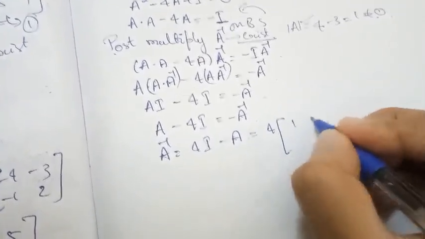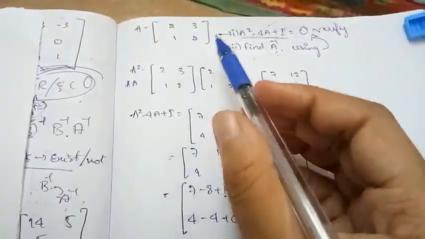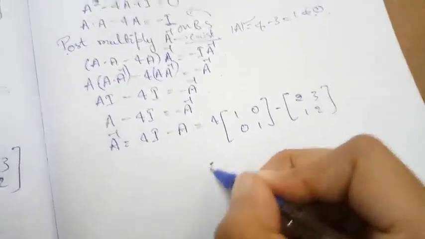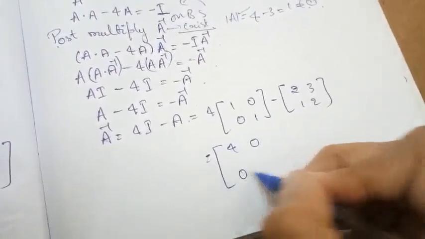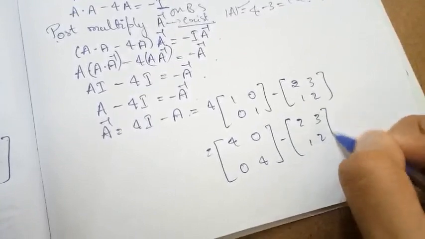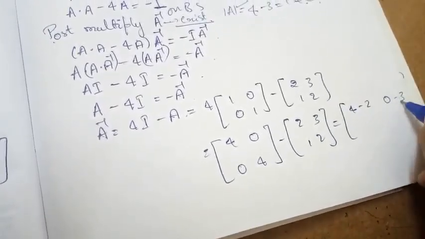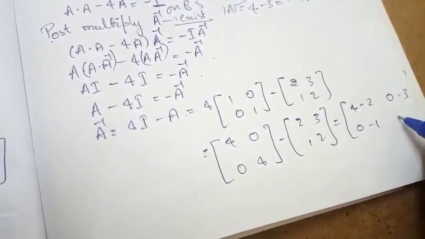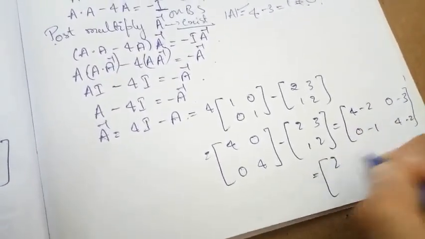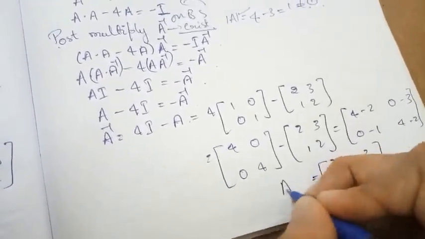So I will write 4I. 4I is nothing but 1, 0, 0, 1, times 4, and A is nothing but 2, 3, 1, 2. So it is nothing but 4, 0, 0, 4 minus 2, 3, 1, 2, which is 4 minus 2, 0 minus 3, 0 minus 1, 4 minus 2. So that is 2, minus 3, minus 1, 2. So this is nothing but A inverse.